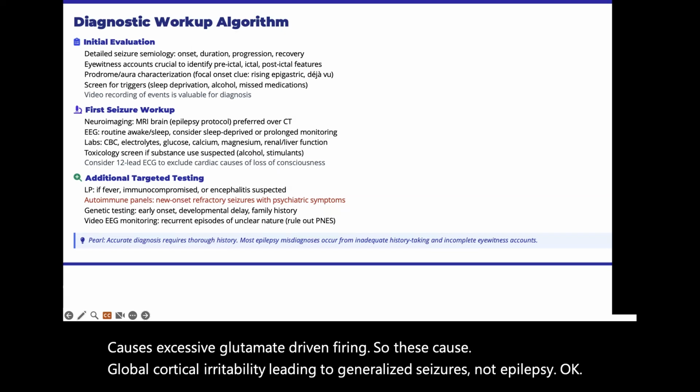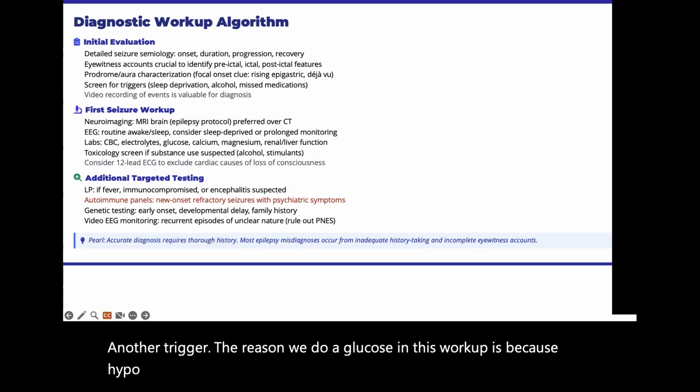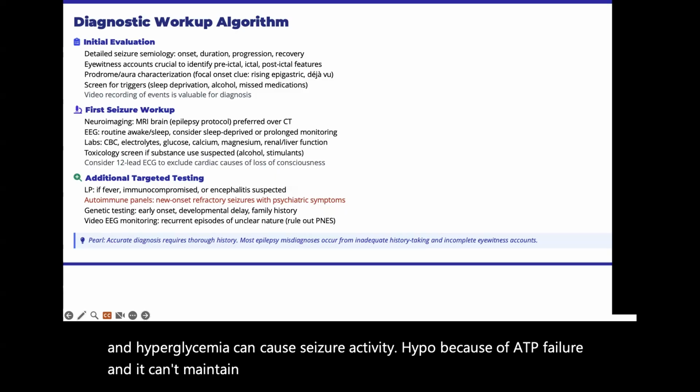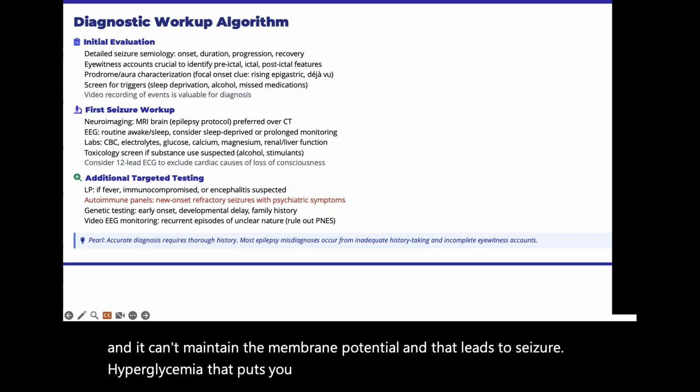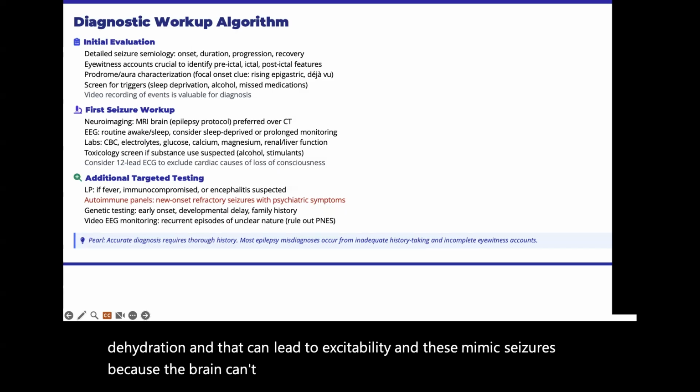Another trigger, the reason we do a glucose in this workup is because hypo and hyperglycemia can cause seizure activity. Hypo because of ATP failure, and it can't maintain the membrane potential, and that leads to seizure. Hyperglycemia, that puts you in a hyperosmolar state, leading to neural dehydration, and that can lead to excitability. And these mimic seizures because the brain can't maintain normal ionic gradients. So that's why each of these tests matters.